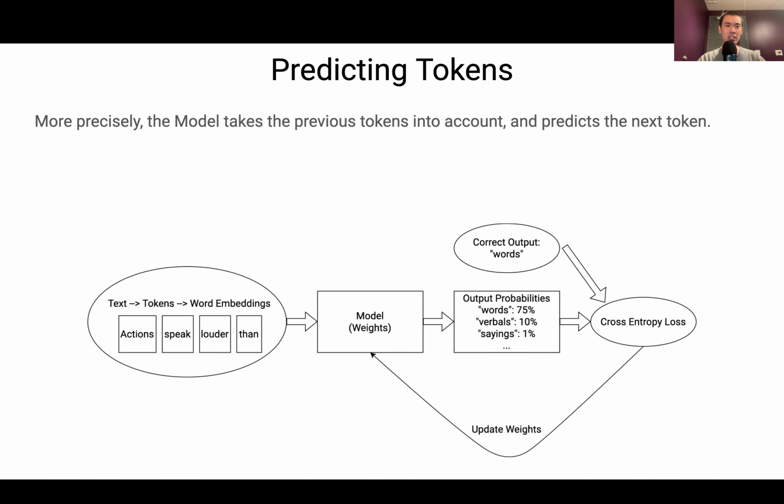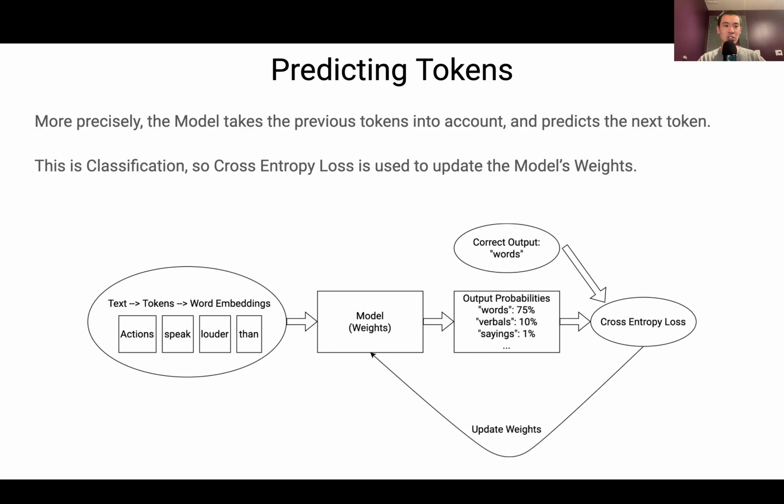More precisely, instead of predicting the next word, the model takes the previous tokens into account and predicts the next token, if we want to be more precise. And this is classification, so cross entropy loss is used to update the model's weights. So maybe we pass in the input text of "actions speak louder than," and hopefully our model predicts that the next word or next token should be "words." It goes through the model weights, or like the brain cells.